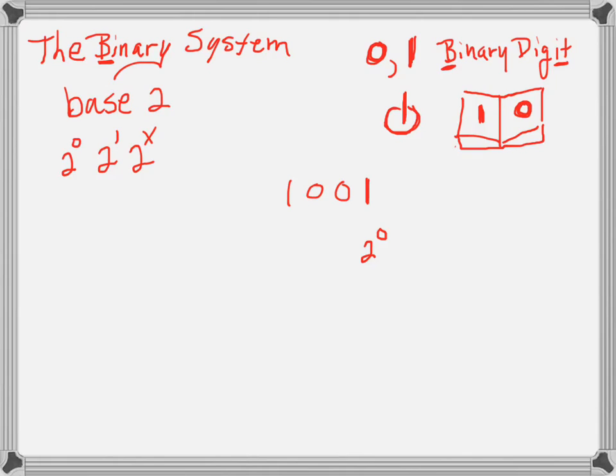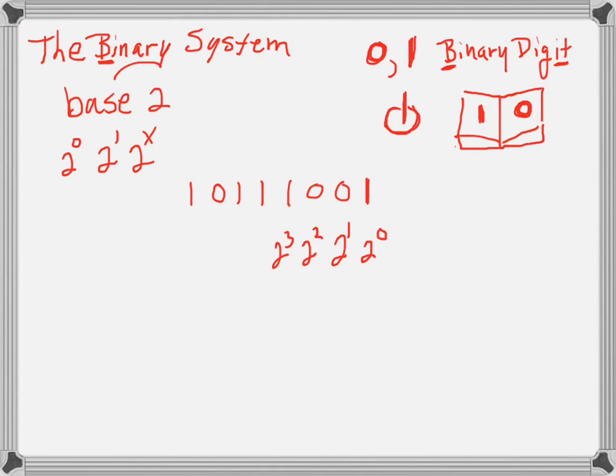This next digit is going to be in the 2 to the 1 position. The next digit is going to be in the 2 to the 2 position. The next digit is going to be in the 2 to the 3 position, and we could keep going, so on and so on and so on. In fact, maybe we should. Let's do 4 more.